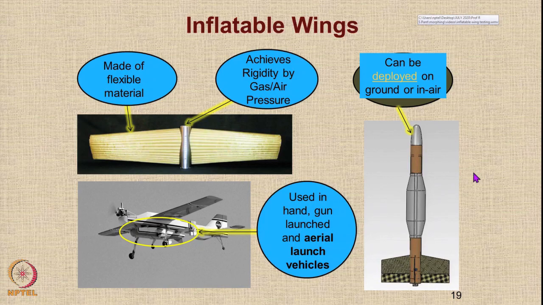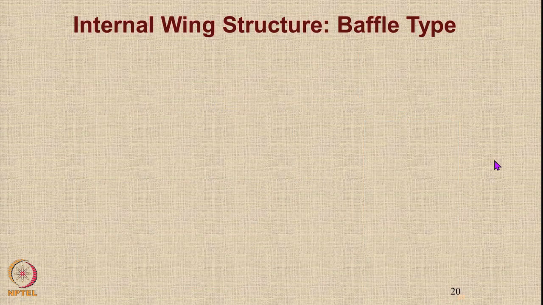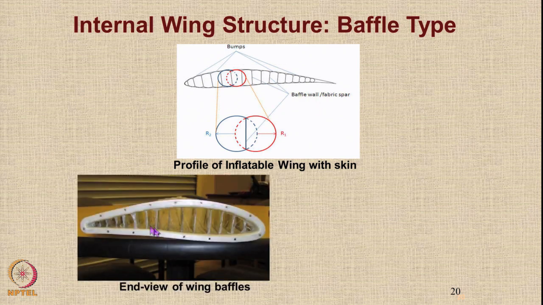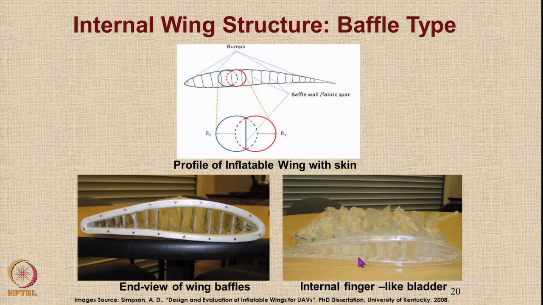So, as you can see, the wings can come out when needed. The wing structure generally is of baffle type, where there are these partitions created. You can see this is an example of wing baffle structure, and this is the finger-like bladder. Now, there are many ways of doing it.